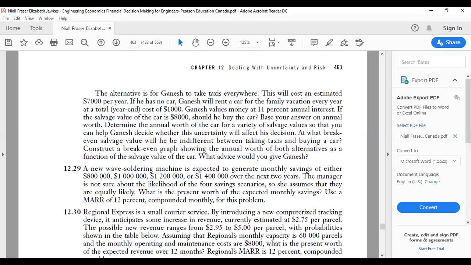If they're going to occur equally over the next 2 years, could you assume that each of them happens, what would that be, 6 months each, and then calculate the present worth? Not quite. Remember that you don't know when. Remember that each of them is not going to occur.